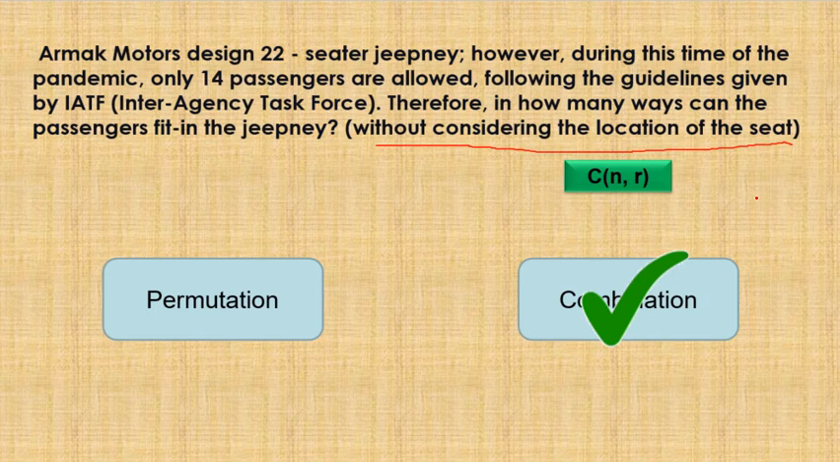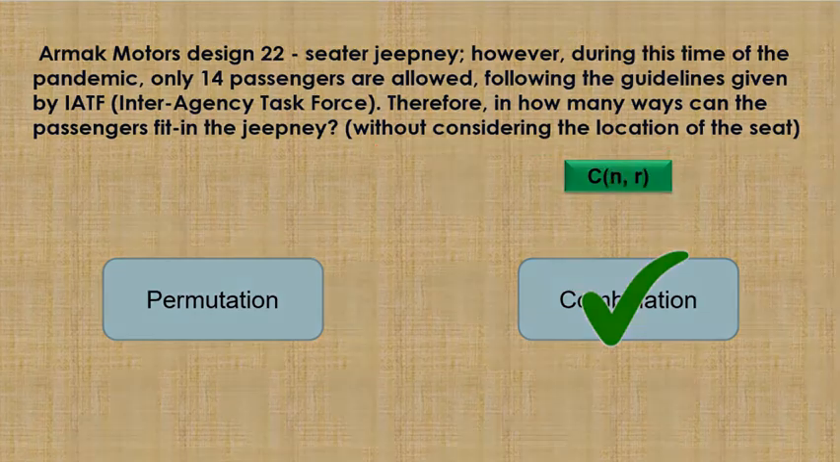So, combination of n taken r at a time. Based on our data, n represents the number of elements. We have a 22-seater jeepney, and out of these 22, we are only allowed to have 14 of those seats. So, combination of 22 taken 14 at a time, to be converted into factorial notation as 22 factorial over 14 factorial times (22 minus 14) factorial.